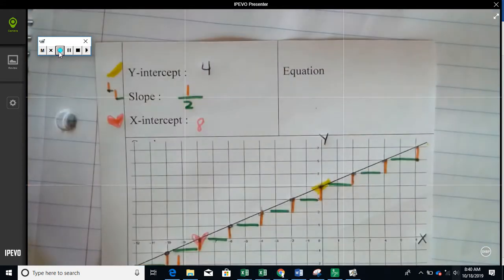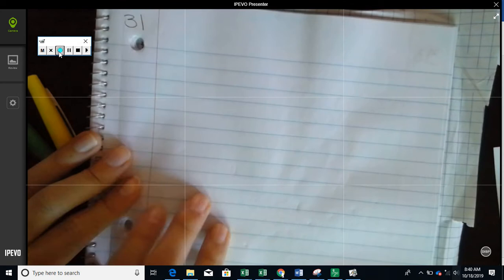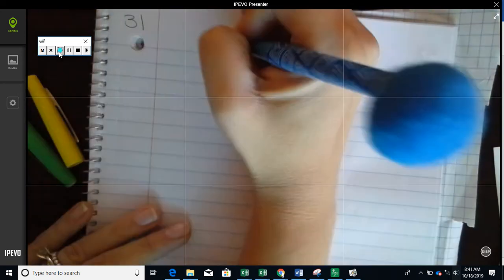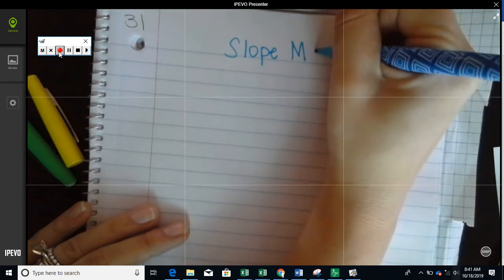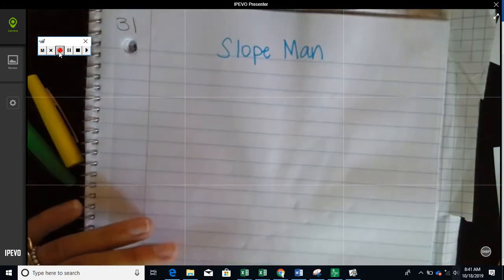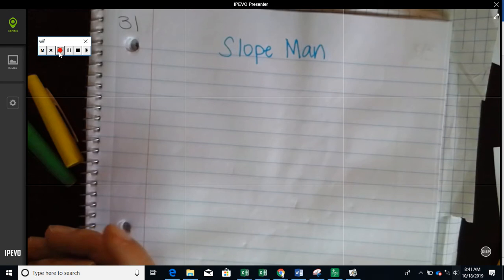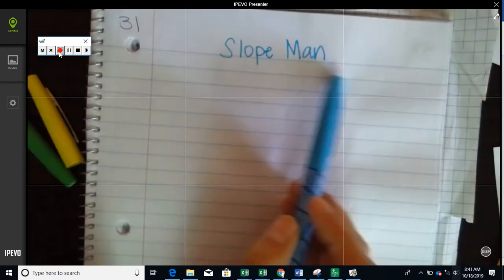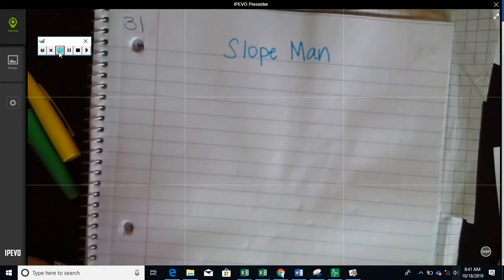Now, what I'm going to ask you to draw, go to page 31. The other way you can know, we're going to draw this on page 31. We're going to write this at the very top, and we're going to write slope man. This is the other way you can know. Besides what I just showed you, this is the other way you would know if it's positive, negative slope. So this is called slope man. It's a way of knowing whether it is positive, negative, undefined, or 0 slope.